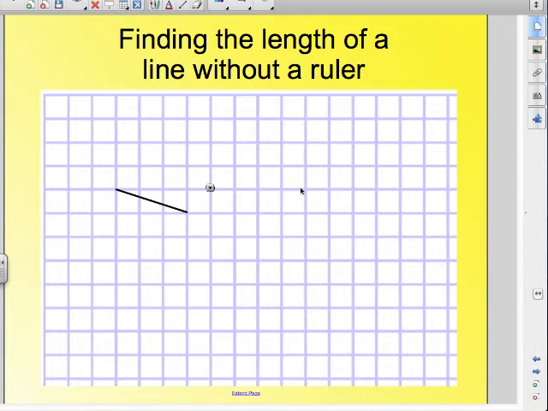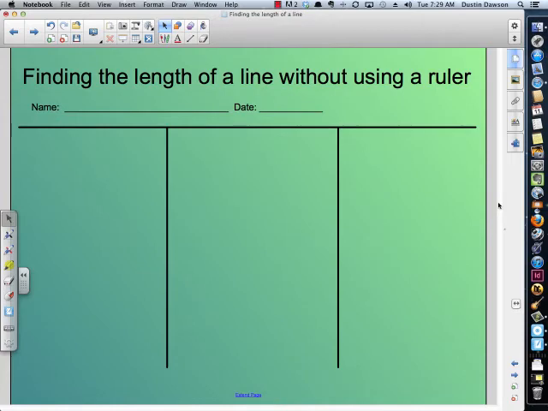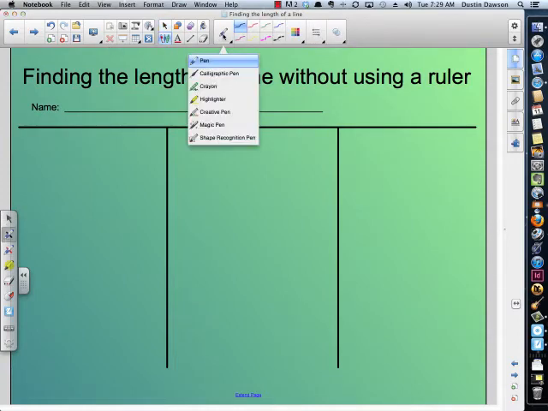So let's take out our piece of paper, title it Finding the Length of a Line Without Using a Ruler. Put your name, your date, the 3-column system we have here. We're going to use that same system we used from last night, so it's going to be very similar to what you've seen before. And we're going to be taking notes in the center column. Any of the written notes will go in the center column. And then any math work we'll do over here on the very far right-hand corner.